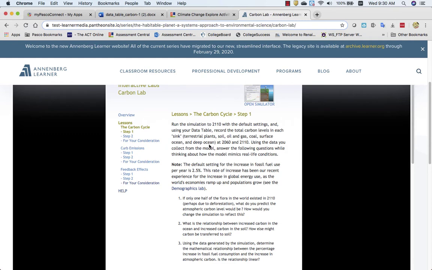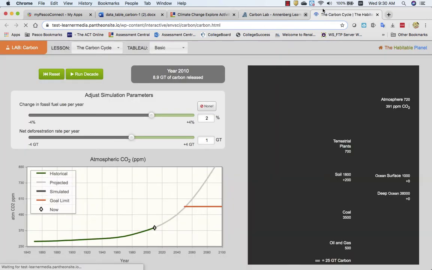So we haven't gotten to the actual simulator. These are the directions for the simulator. So you're going to go back and forth between essentially 3 screens, okay? I'm going to open the simulator, and that's right here, okay? And again, that's a third tab.